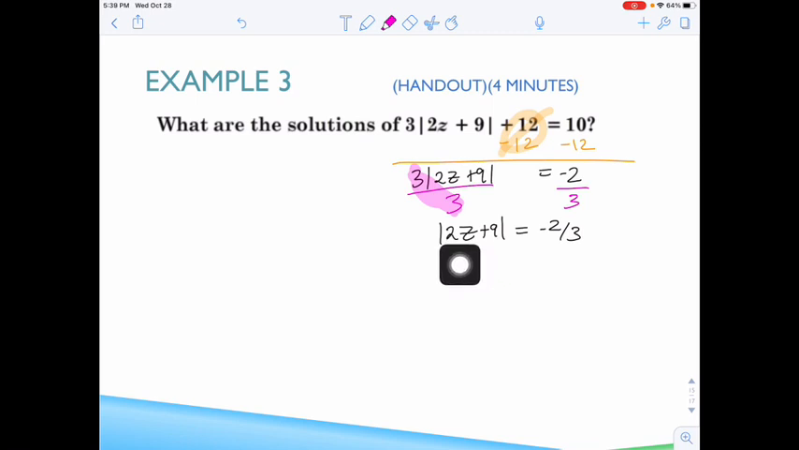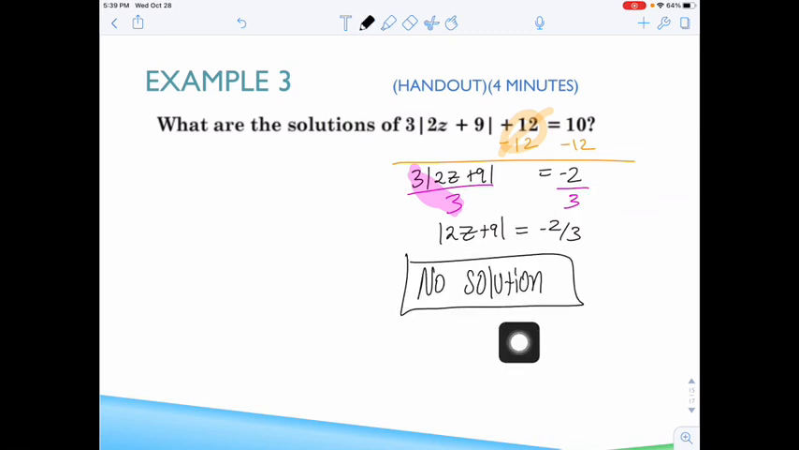So if you ever see the absolute value bars alone, and the other side has a negative, you stop right there. You don't have to do any more work, and you just write no solution. So if you get absolute value bars all by themselves, and then you have a negative on the other side, the answer is no solution.